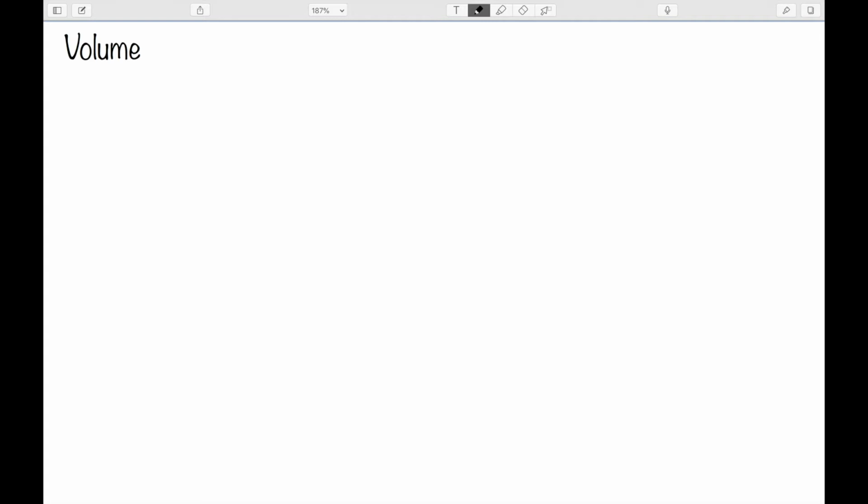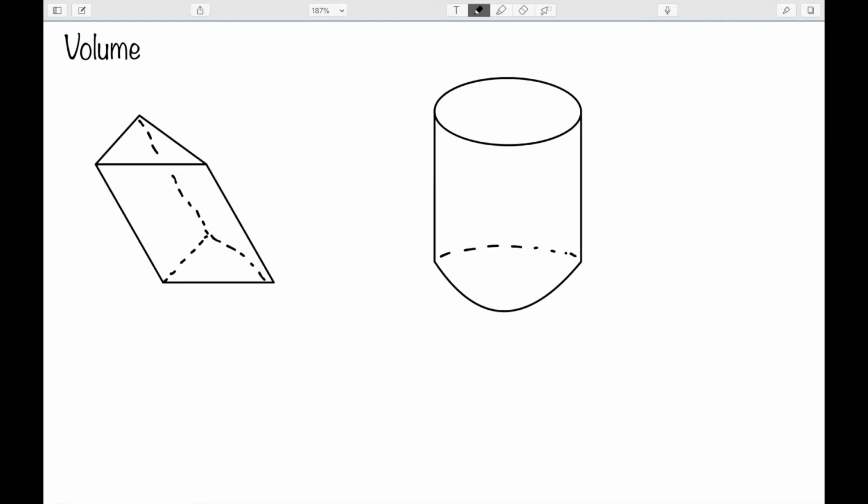And I'm going to start by looking at volume formulas for prisms and cylinders. So let's start by supposing I have some prisms and cylinders. Well, we know that this shape on the bottom is known as the base. And the height is going to be the length from each of the bases, from the top to the bottom.